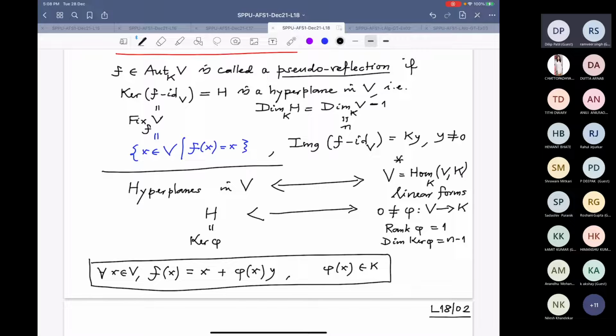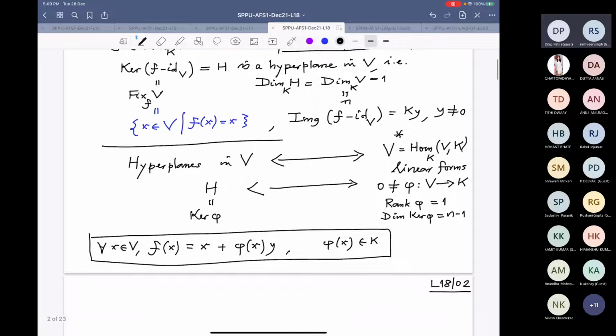This is very important. Because if I shift this x to the other side, that means this is in the image, and the image is generated by y. Therefore, it is some scalar multiple of y, and that scalar multiple I call phi of x. Is that clear? This is a very, very important equation, and all the calculations will be done with this. This linear form is connected like this.